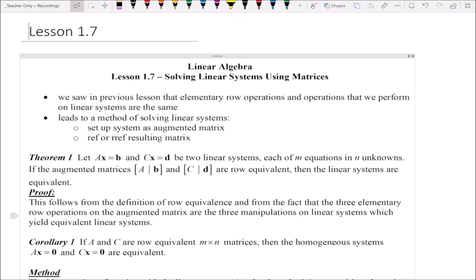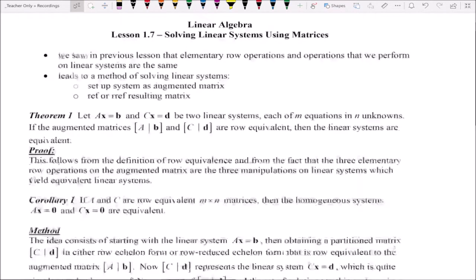Corollary: if A and C are row equivalent M by N matrices, then the homogeneous systems AX equals 0 and CX equals 0 are also equivalent. This follows directly from the theorem simply by setting B and D both to be the zero vectors.